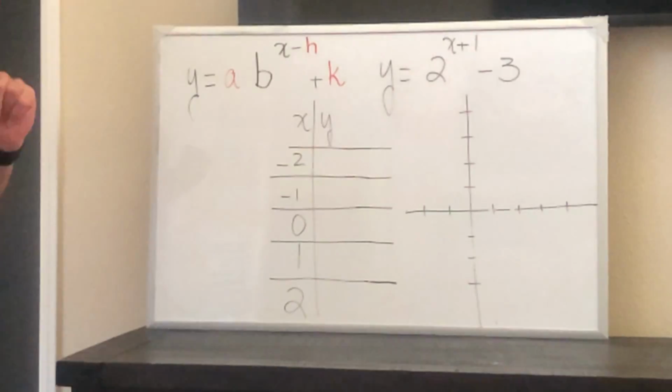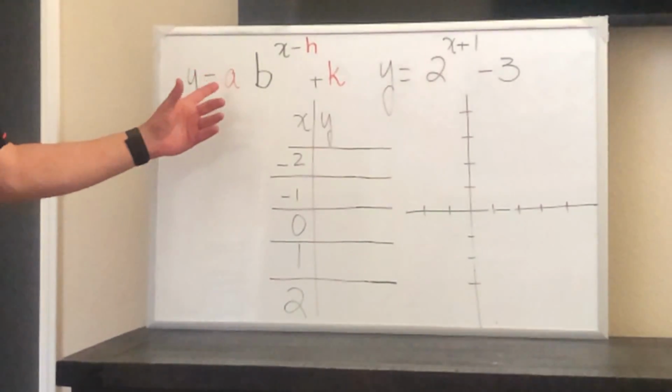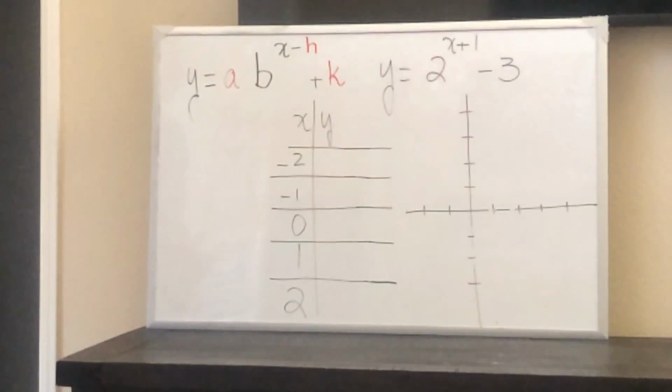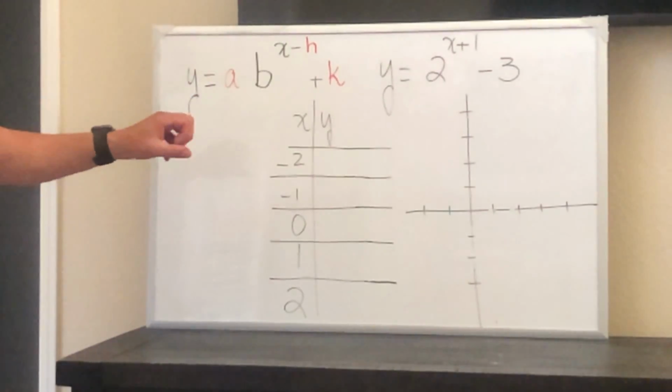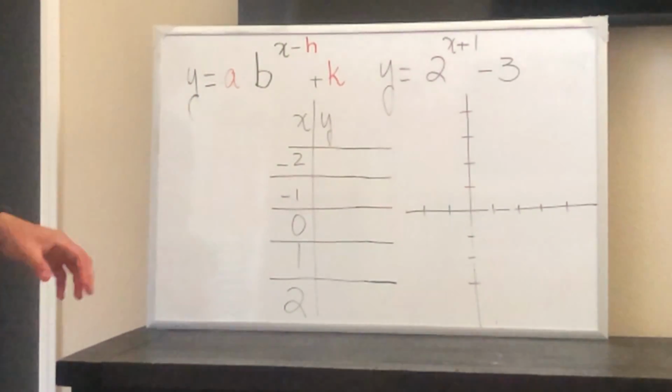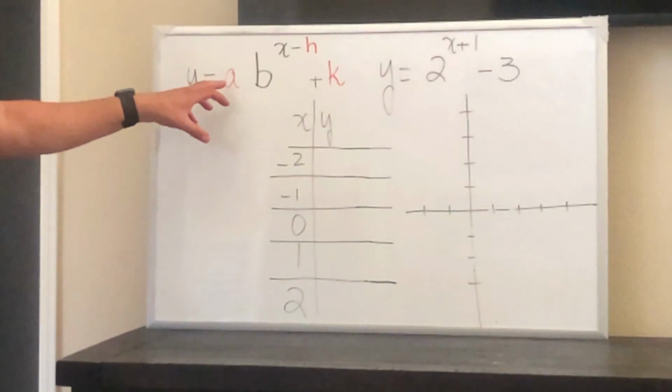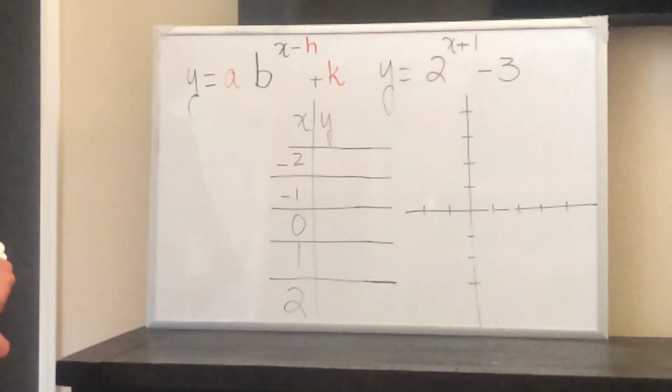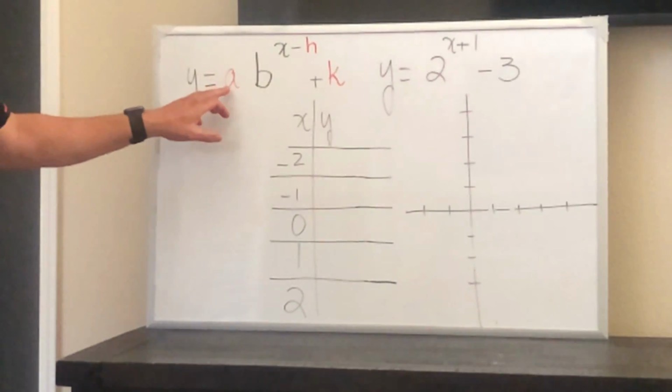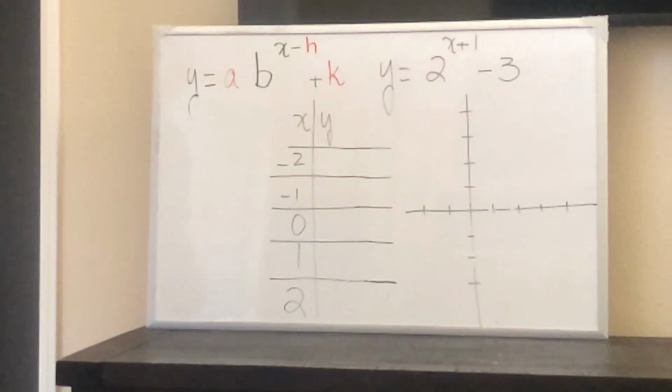And a has two jobs. The sign of a determines whether there's a reflection over the x-axis or not. And the size of a determines whether you have a vertical stretch or a vertical compression. So if a is greater than 1, again, we're talking about a without its sign, so the absolute value of a greater than 1 means a vertical stretch. The absolute value of a between 0 and 1 means it's a vertical compression.